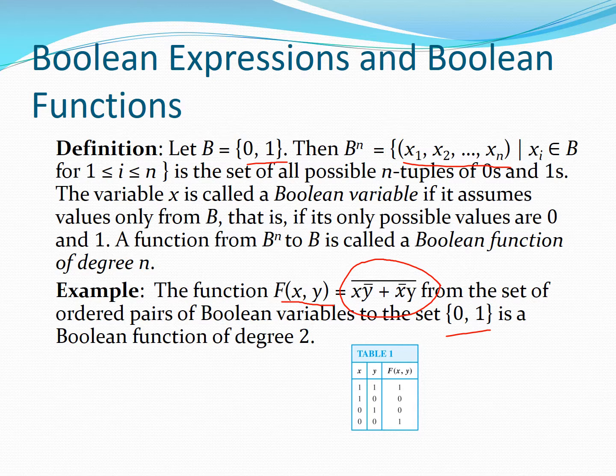So when we had two propositional variables, what were the possibilities? True, true; true, false; false, true; and false, false. Very similarly, what are the possibilities of the values that x and y can take here in Boolean algebra? You can have 1, 1; 1, 0; 0, 1; and 0, 0.